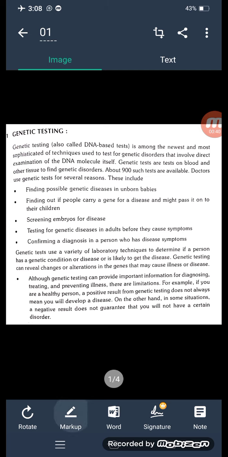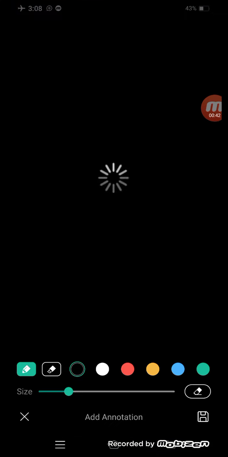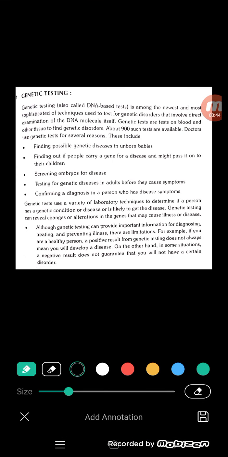So here, the DNA based tests are used for the diagnosis of genetic disorders. The determination of genetic disorders mainly involves the examination of the DNA. So, any changes that occur in the DNA, and which type of diseases are present genetically, are determined by this genetic test or DNA based test.